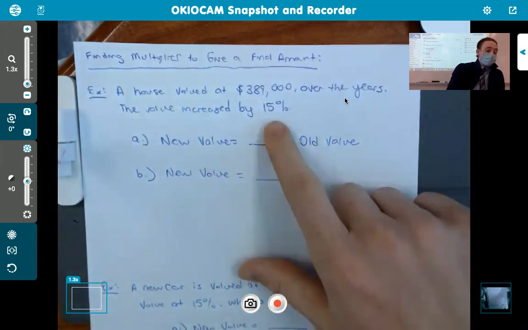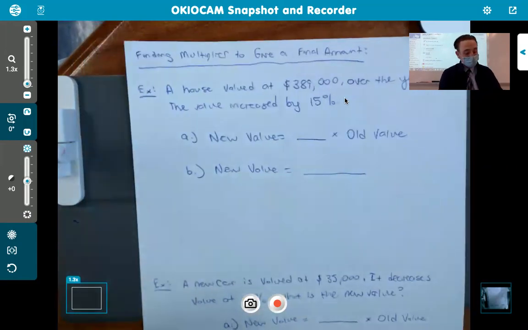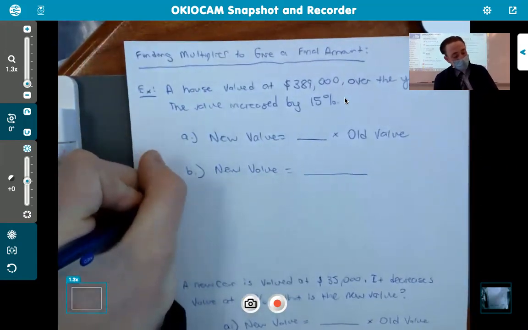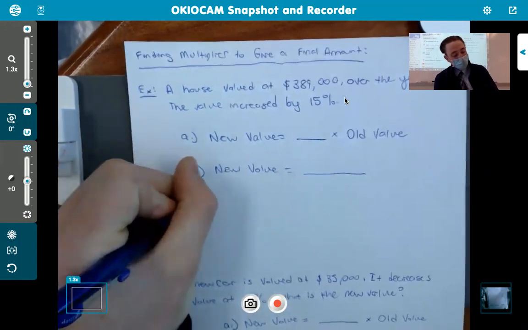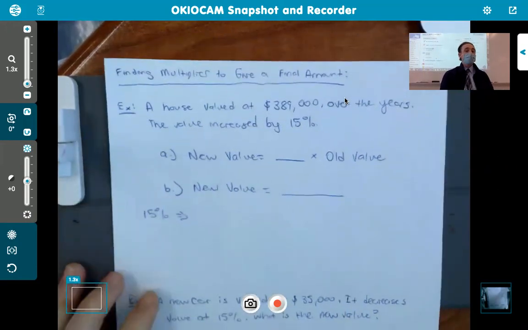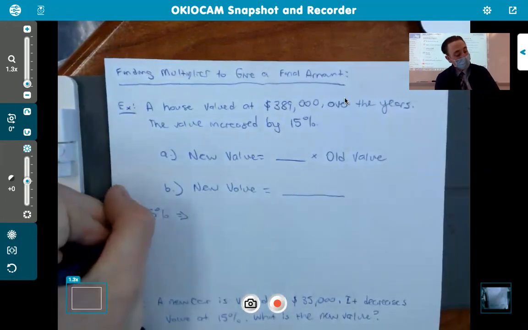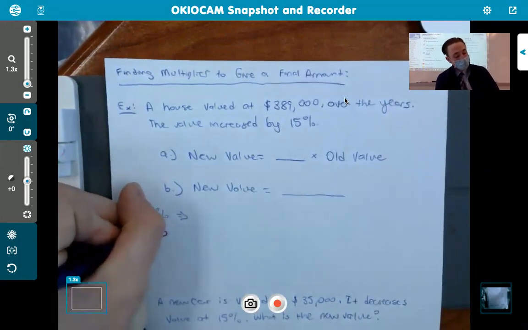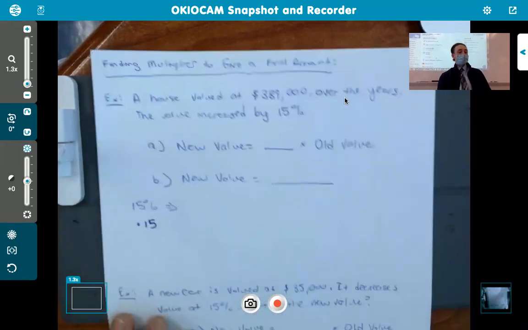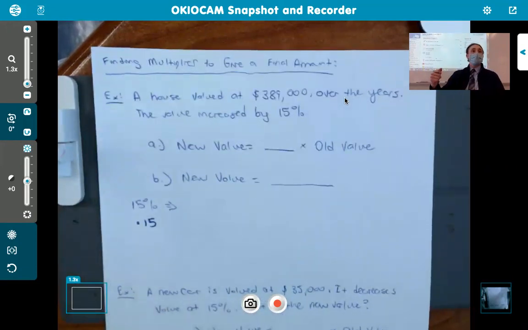We're going to take that 15% and convert it to a decimal. Well, what's 15% as a decimal? It's 0.15. Now, if something increases by 15%, we don't just take that and multiply it by 0.15. It stays at its value and then increases an additional percent.